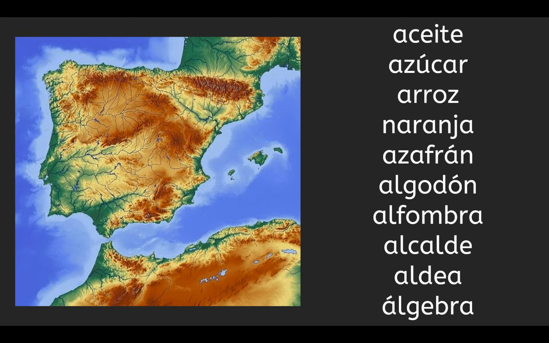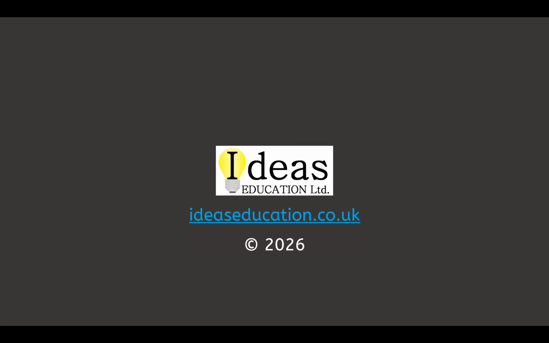Aldea is a village. You can probably guess that álgebra is algebra, and some other mathematical words too, like algoritmo, or an algorithm, and cifra, the word for a digit, also come from Arabic. The prefix al means the in Arabic, and this has been adopted into many of the Spanish nouns, as you can see here. If you teach Spanish and have Arabic speakers in your class, they may well notice some links between Arabic and Spanish. We will delve further into primary languages in the next videos.